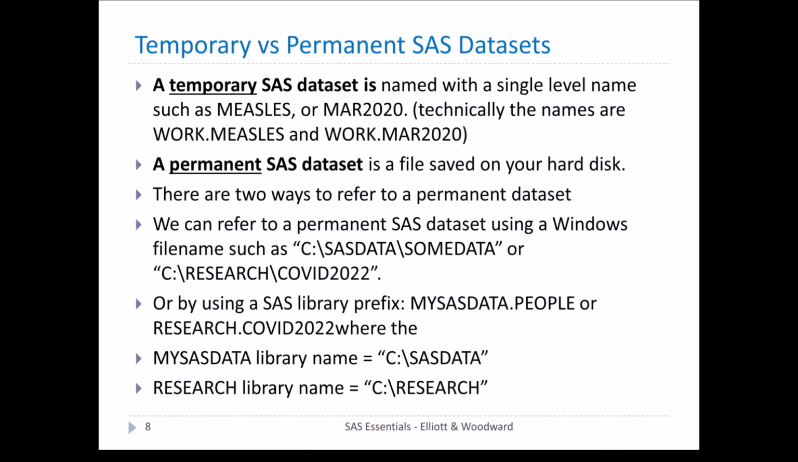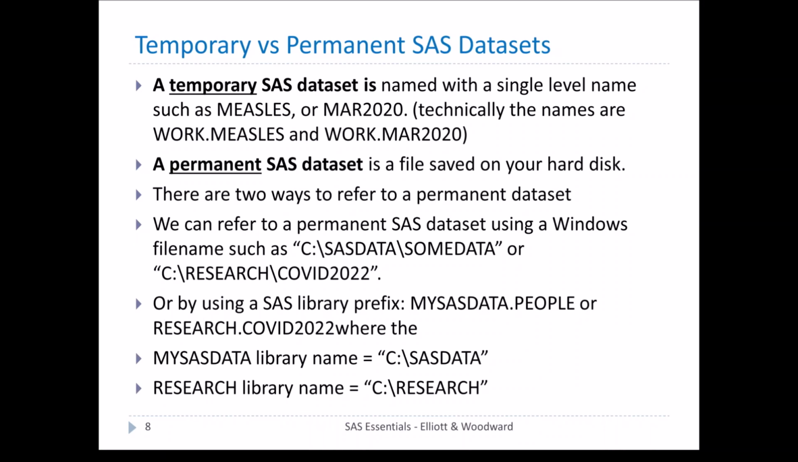Another way we can refer to the SAS dataset is by using a prefix to the dataset name. For instance, mysasdata.people. In that case, people is the name of the dataset, and it's stored in a library called mysasdata. We'll define library in just a second. Or research.covid2022. Again, covid2022 is the name of the SAS dataset, and it's stored in a SAS library named research. So what is a SAS library? A SAS library, we give it a name, and we call it the SAS library name. For instance, the mysasdata library name.